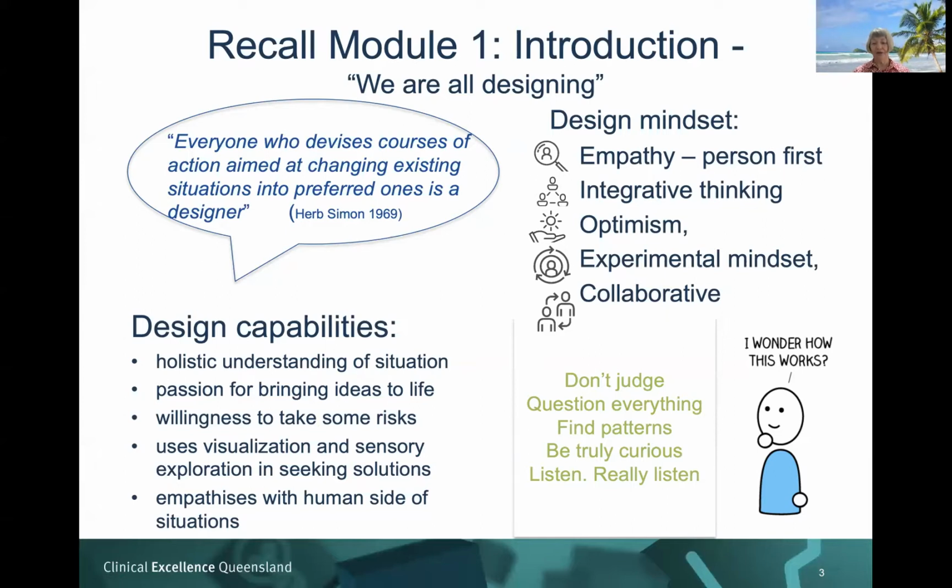And to do this, of course, we're suggesting it's about having a holistic view of a situation, really understanding it. It takes a lot of effort and passion to bring ideas to life, so we'll probably need relatively high energy here, some willingness to take some risks, because often the road we're going to chart may not have already been done. Using visual skills and visualization, and really exploring what it would feel like for people in those situations, but mainly empathizing with the human side of situations.